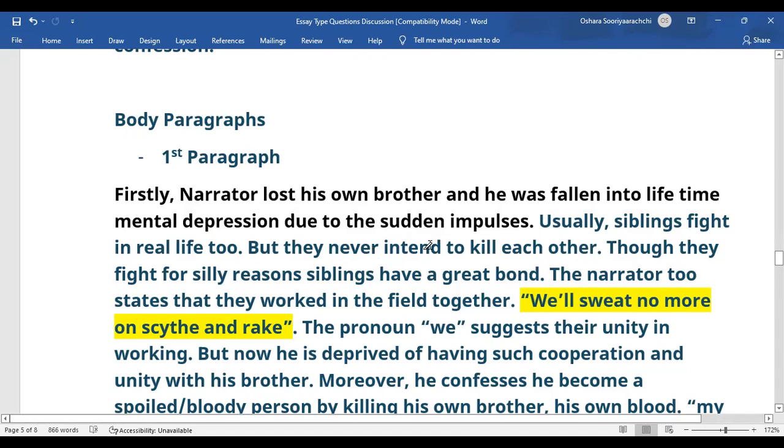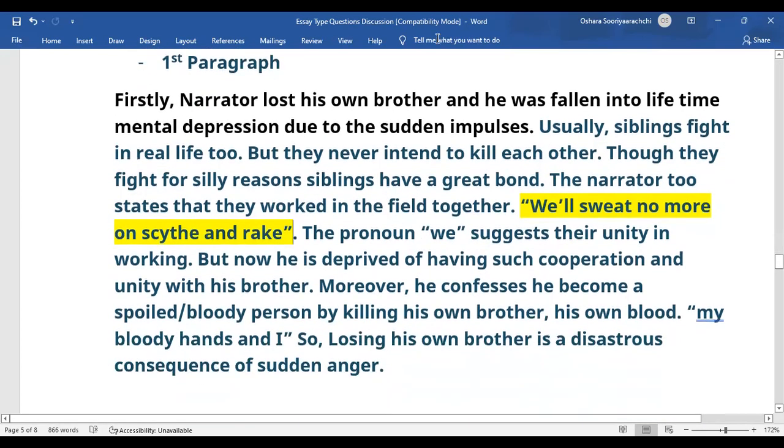So you can take something related to society as well, because most of the time siblings fight in real life too, but they do not intend to kill each other. They just fight for very silly reasons, but they have a great bond, great attachment. So that is also shown in this poem, because after killing his own brother, the narrator repents a lot. Why? Because he has done it out of sudden impulses, not with a great anger inside. All right, so you can explain that one.